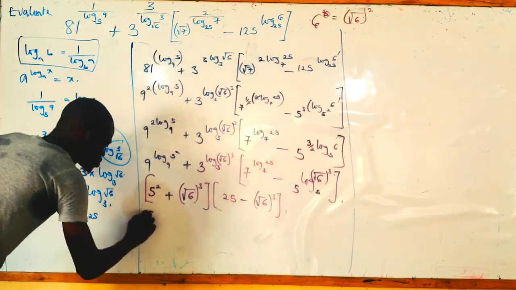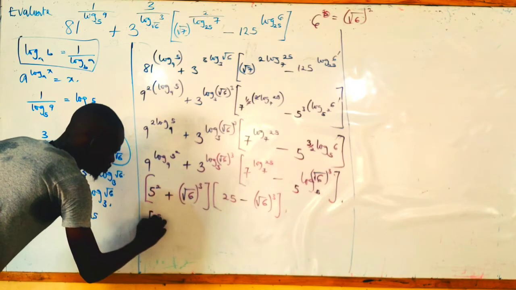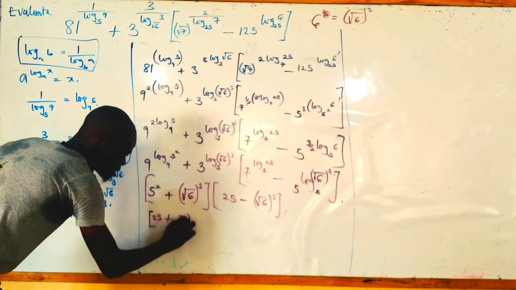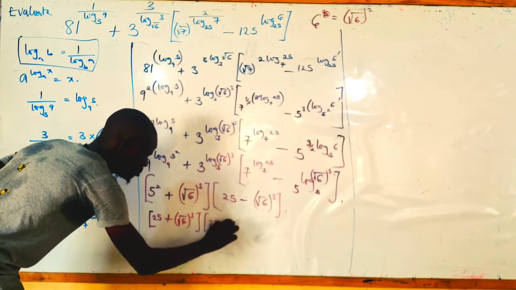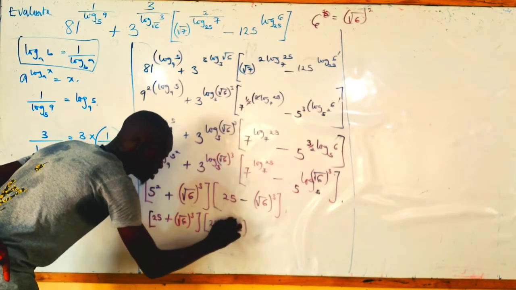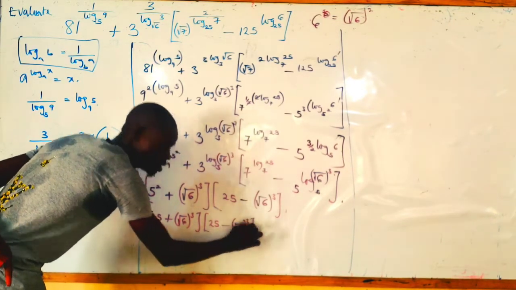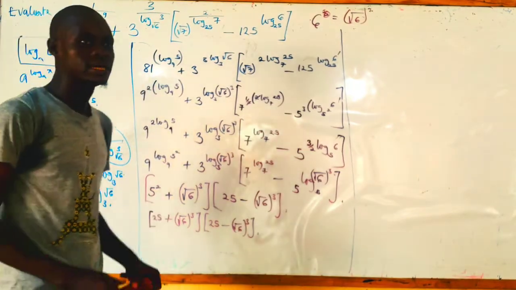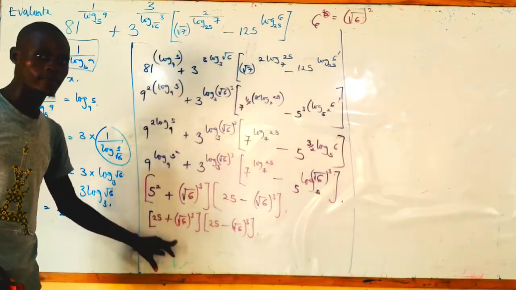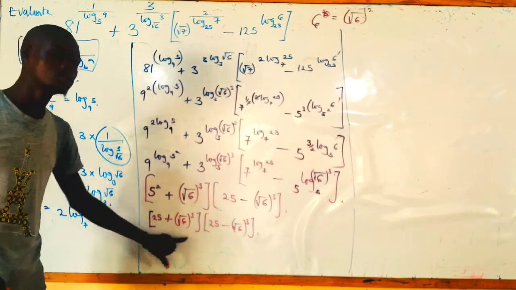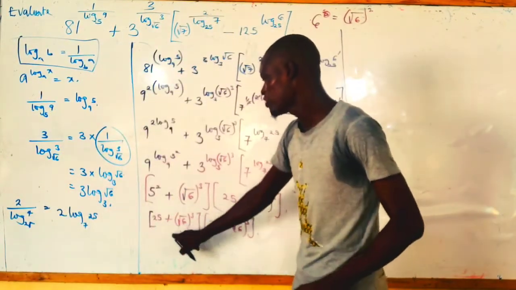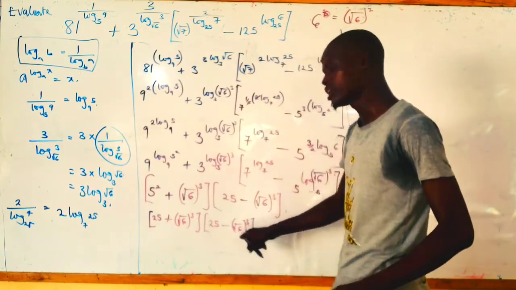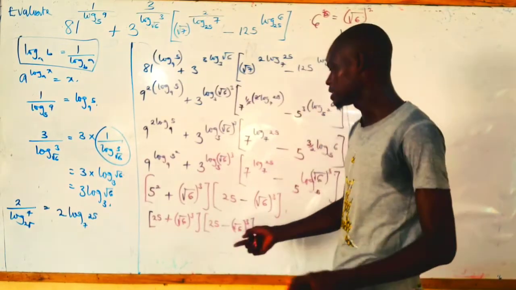Now, you know my 5 squared is going to give me 25 plus my root 6 raised to power 3, multiplied by 25 minus root 6 raised to power 3. Now, we're getting this kind here. This is the difference of 2 squares. I have 25 plus this and 25 minus this. I can simply multiply this directly.